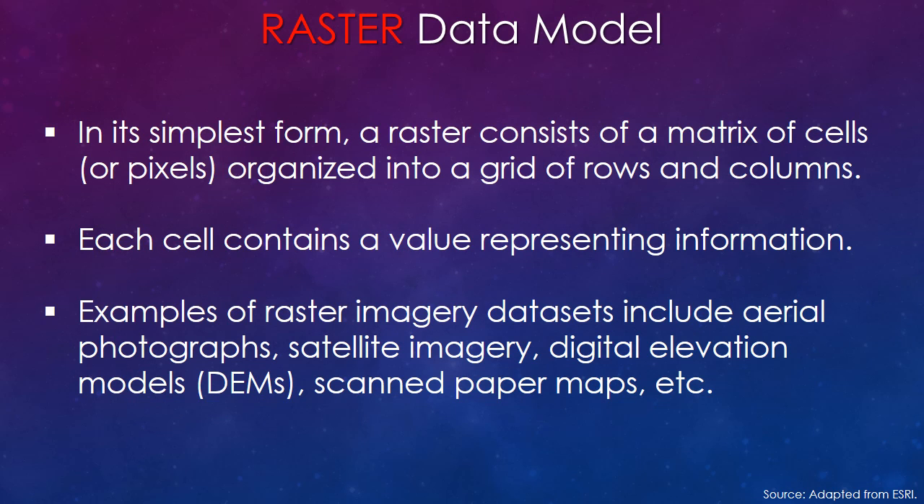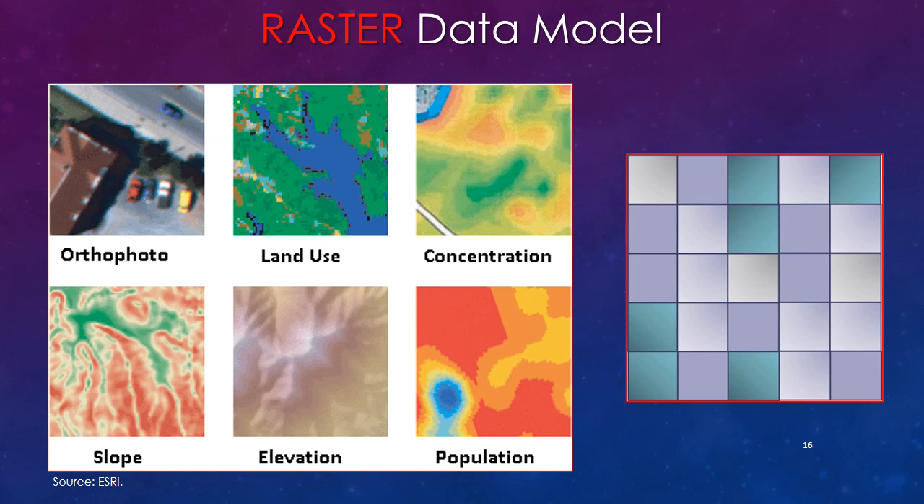The raster data model offers a fundamentally different method to store geographic data. In its simplest form, a raster consists of a matrix of cells, or pixels, organized into a grid of rows and columns. Each cell contains a value representing information. Examples of raster imagery datasets include aerial photographs, satellite imagery, digital elevation models, scanned paper maps, etc. Here we see some examples of raster imagery data.